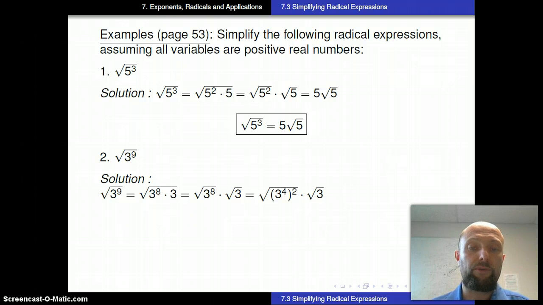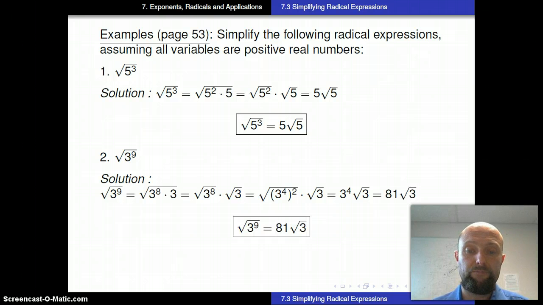If we do not remember that it is immediately 3 to the 4th, then we can rewrite 3 to the 8th as 3 to the 4th to the power 2 and simplify the square root, and we end up with 3 to the 4th times square root of 3. Final step, 3 to the 4th is 81, and so we get 81 times the square root of 3.